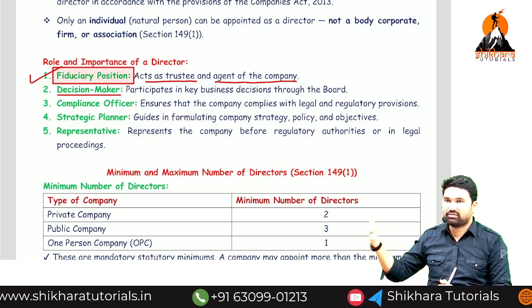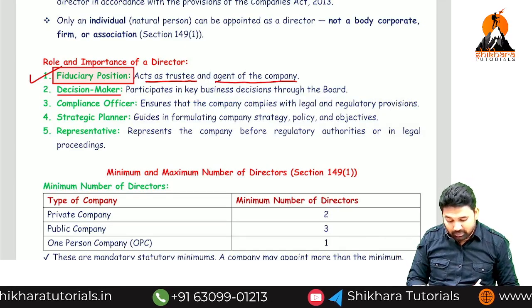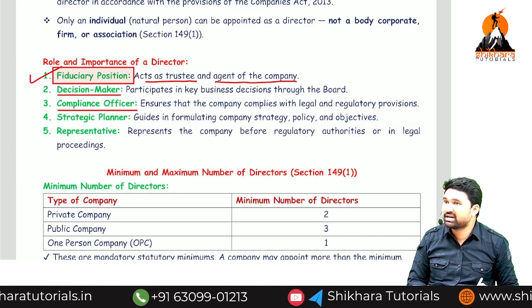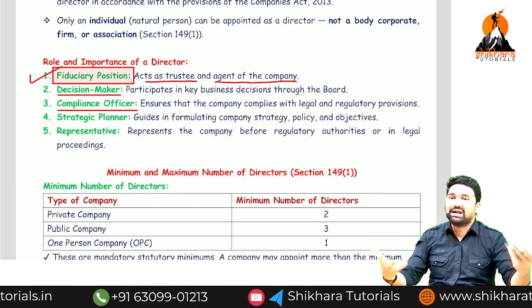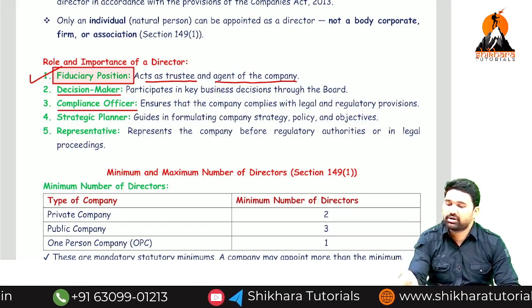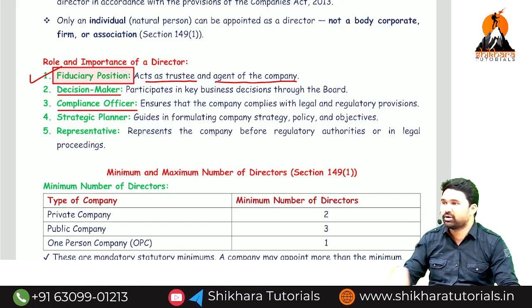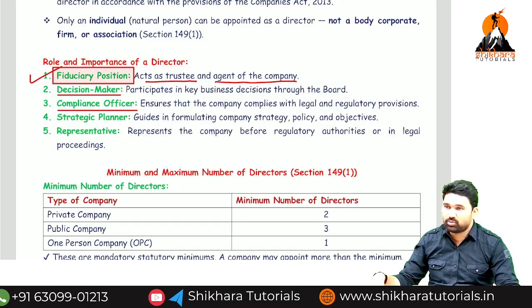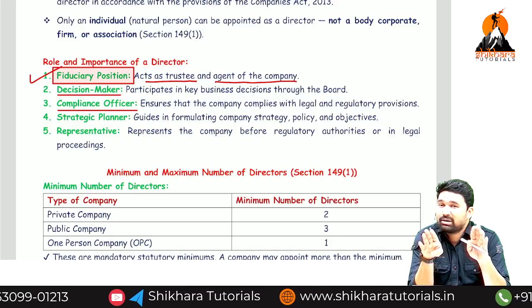5 points. First one, fiduciary position. Second one, decision making. Third one, compliance officer. Why? Because directors possess a lot of multi-dimensional knowledge with respect to compliance of various laws. According to SEBI law, what needs to be executed? According to the Companies Act, what needs to be done? According to the Factories Act, how the things need to be executed.